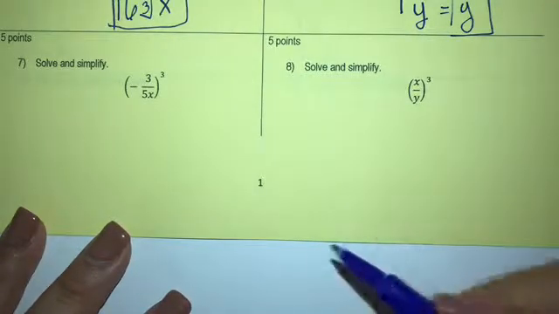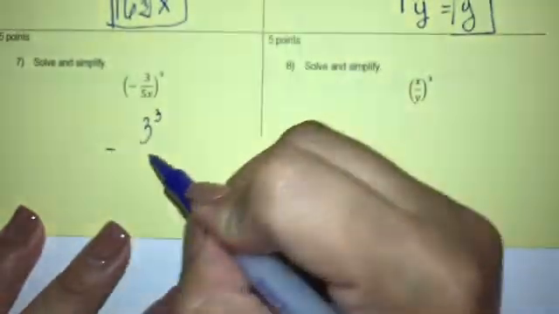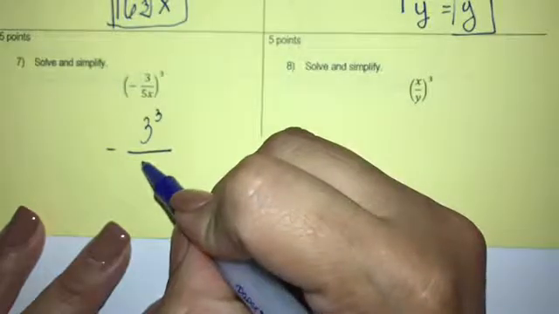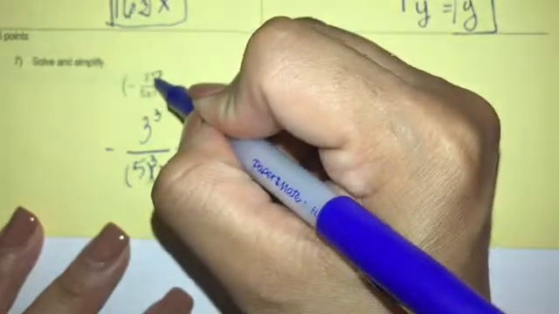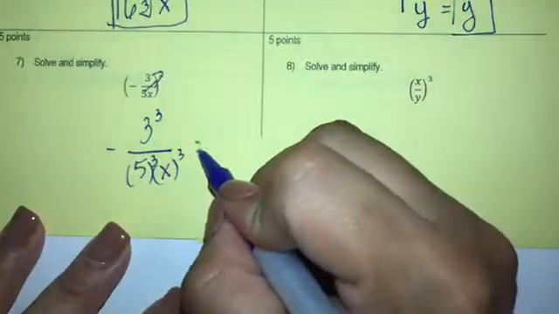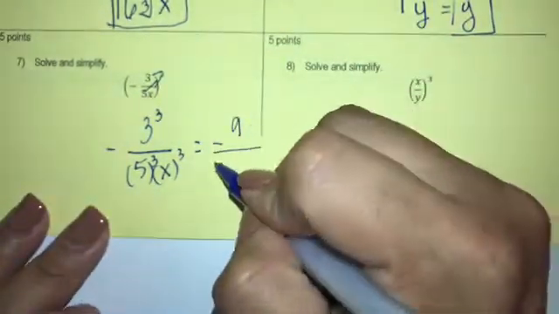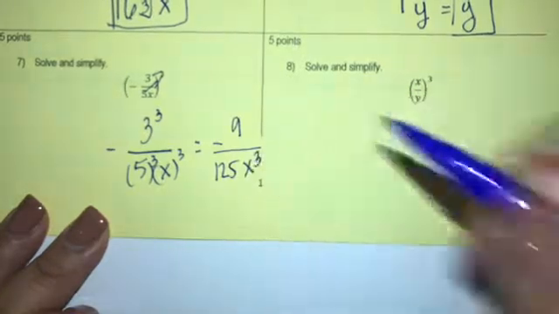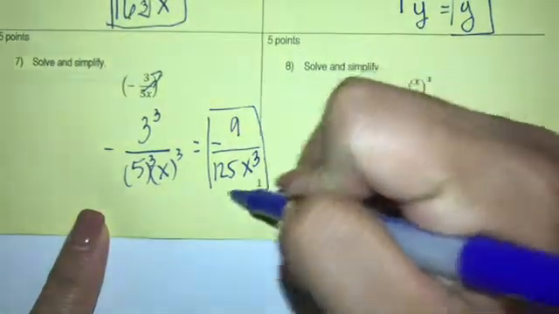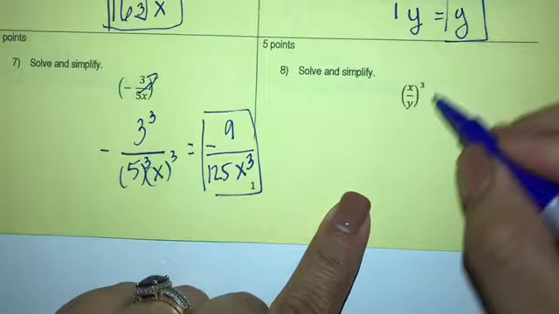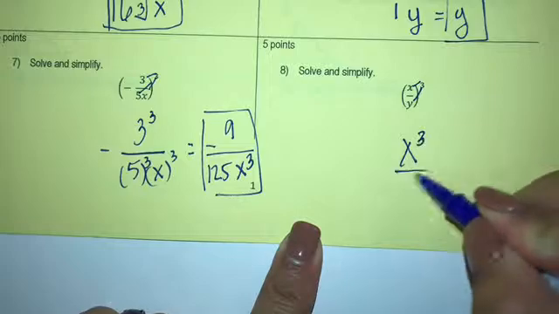You're going to simplify and solve. So 3 to the 3rd, negative, and then 5 to the 3rd, and x to the 3rd. Okay, it goes to each of those. It's going to be negative 9 over 125 x to the 3rd. And you cannot simplify that. So in this case, you're going to have the same thing. The power goes to each variable, x to the 3rd over y to the 3rd.